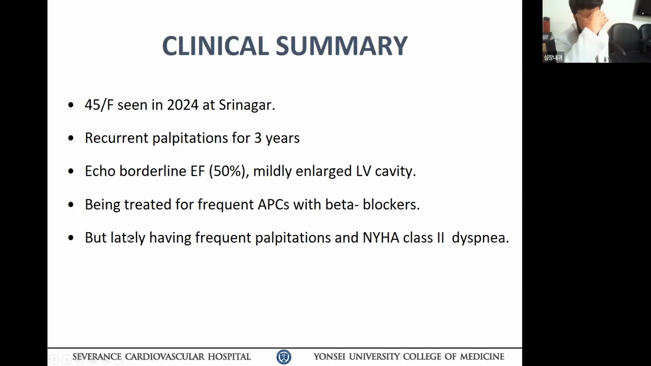So this was a little bit of medical background, which we saw in 2024. She had recurrent palpitations for 3 years at that time, and echo was showing borderline ejection fraction of 50% and a mildly enlarged LV cavity. She was being treated for frequent APCs with beta blockers, but she was having lately more frequent and more persistent palpitations, and now had begun to experience NYHA class 2 breathlessness on exertion.